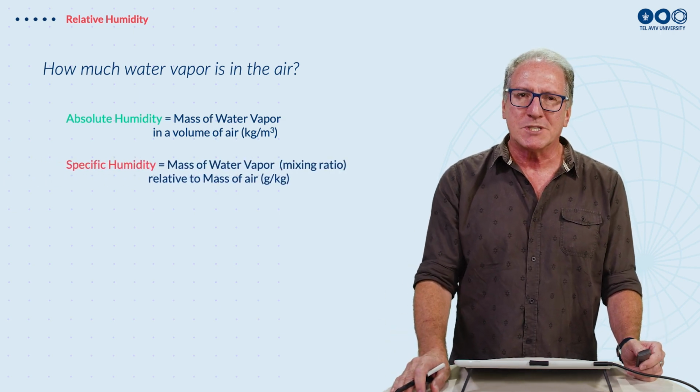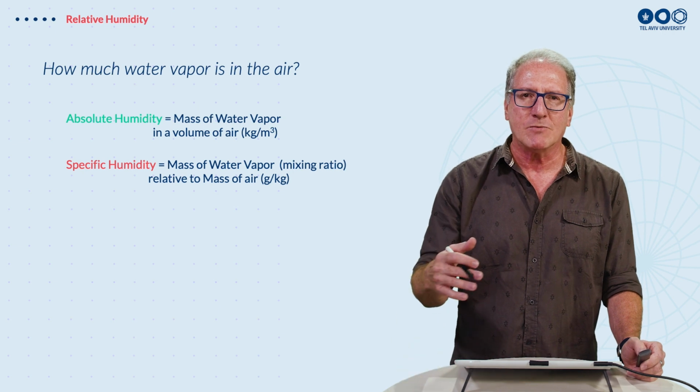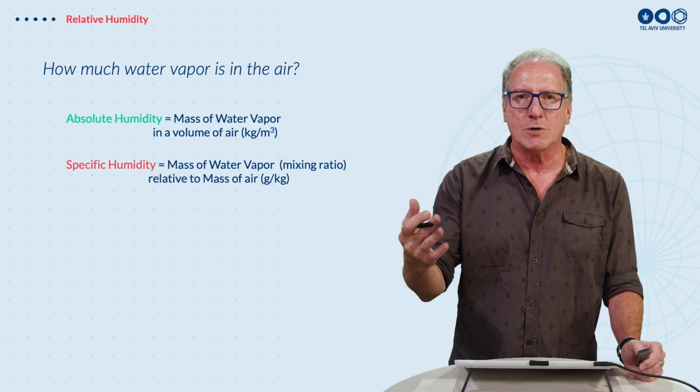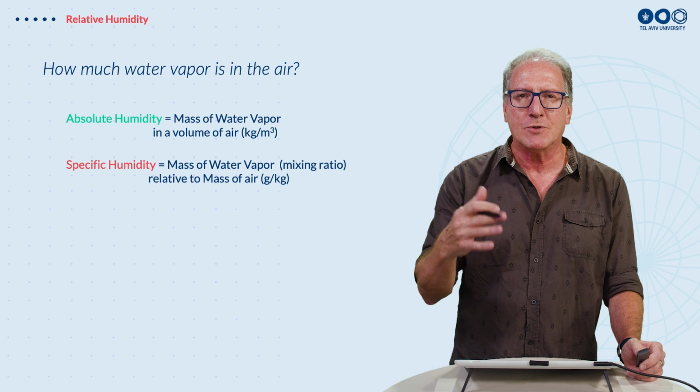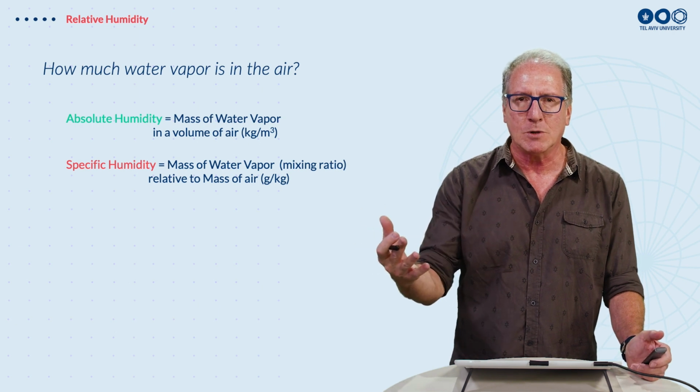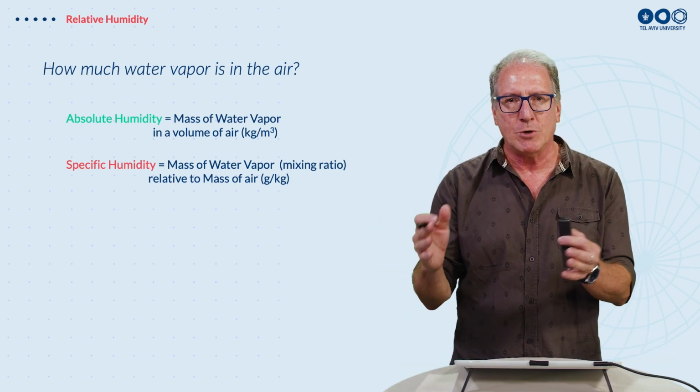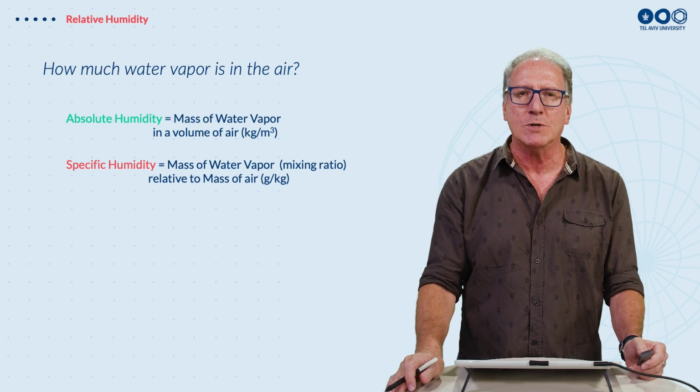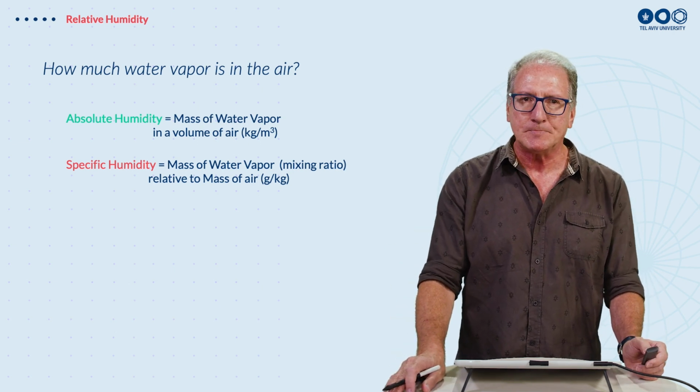We also have what's called the specific humidity, which is the mass of the water vapor, what we also call the mixing ratio, relative to the mass of the air in total. So this is mass per unit mass, so it actually doesn't have any units, grams per kilograms.